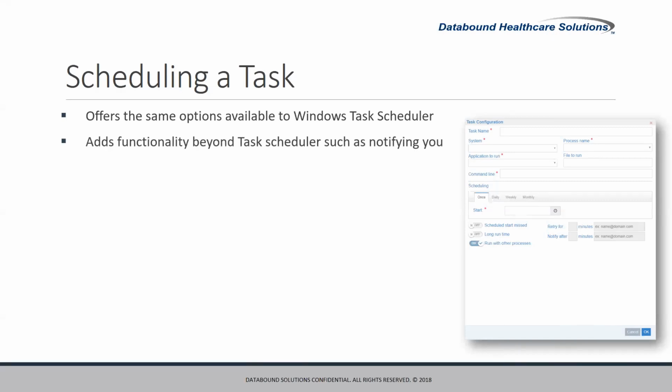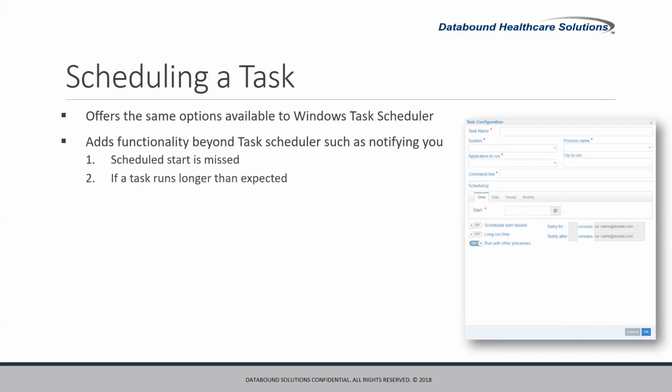The next thing is that we add functionality. So if you notice in the screenshot down to the lower right, we have a scheduled start missed and a long runtime. So if something happens and this task does not get launched for some reason, the computer wasn't on or it wasn't able to launch it for whatever reason, it can send out an email to your email address or to a group email address, and you'd populate that right over in that text box, and we'll see that in a moment when we go into the system.